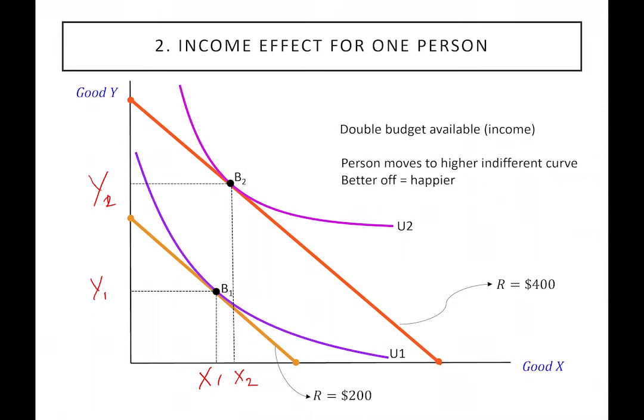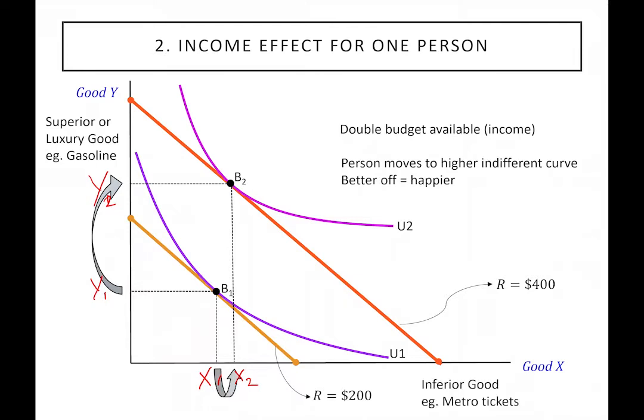We can say for sure that the person is better off at B2 compared to B1, and we can see the change in the utility there. There's a big change in the consumption of good Y, and a relatively small change in good X. In those circumstances, we refer to good Y as a superior or luxury good. I like to give the example of gasoline, or something like kerosene, that's jet fuel. As people's income rises, they tend to travel a lot more. They're flying in airplanes more frequently, and as a result, they consume more gasoline or kerosene.